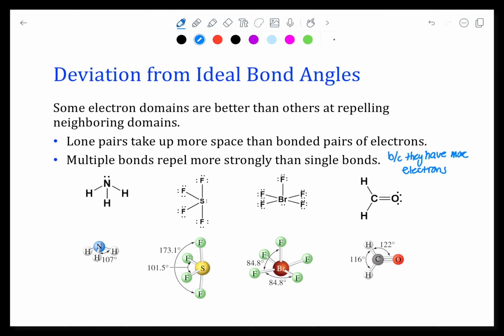So let's start at the beginning. We have NH3. So this would be tetrahedral for an electron domain, which gives us an angle of 109.5. But because I put a lone pair on there, this lone pair is going to force these bonds closer to the other bonds, creating a bond angle of 107 degrees.